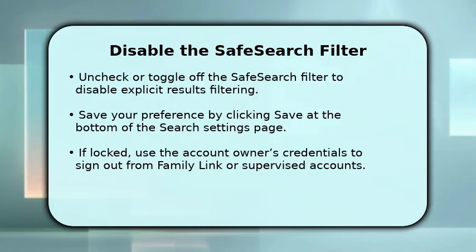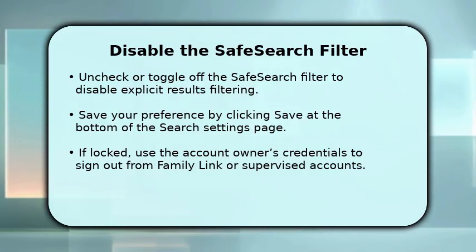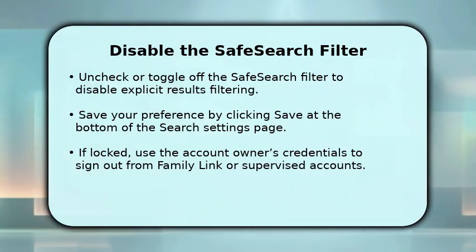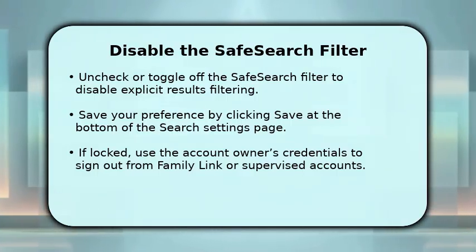If the Safe Search setting is locked, sign out of supervised accounts or open the Family Link app to change restrictions. Use the account owner credentials to unlock and then repeat the toggle process. After saving, test your change by running a search for content that was previously filtered.